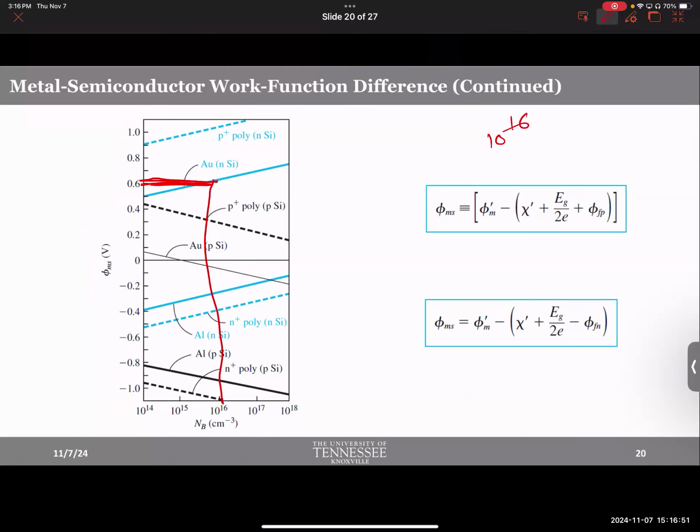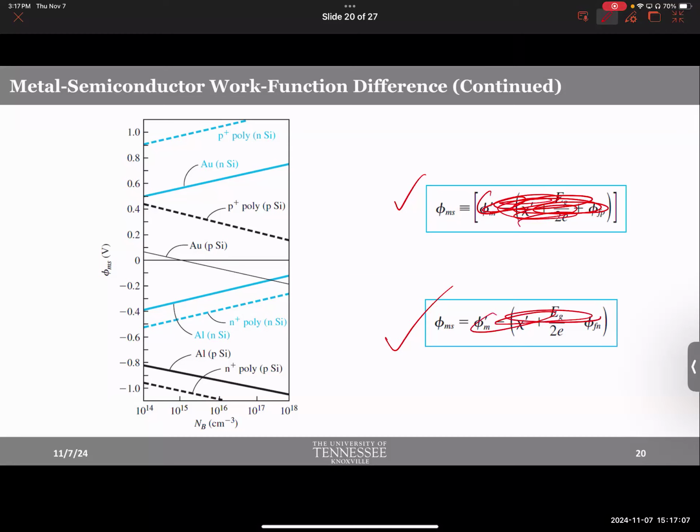Nowadays, we have databases. You don't even have to worry about it. Just search for something, it comes up. You don't even have to do this manual labor anymore. But in your exam, you might have to deal with it. So these two equations will be vital. Even if you forget about these internal details, you still have to deal with phi ms.